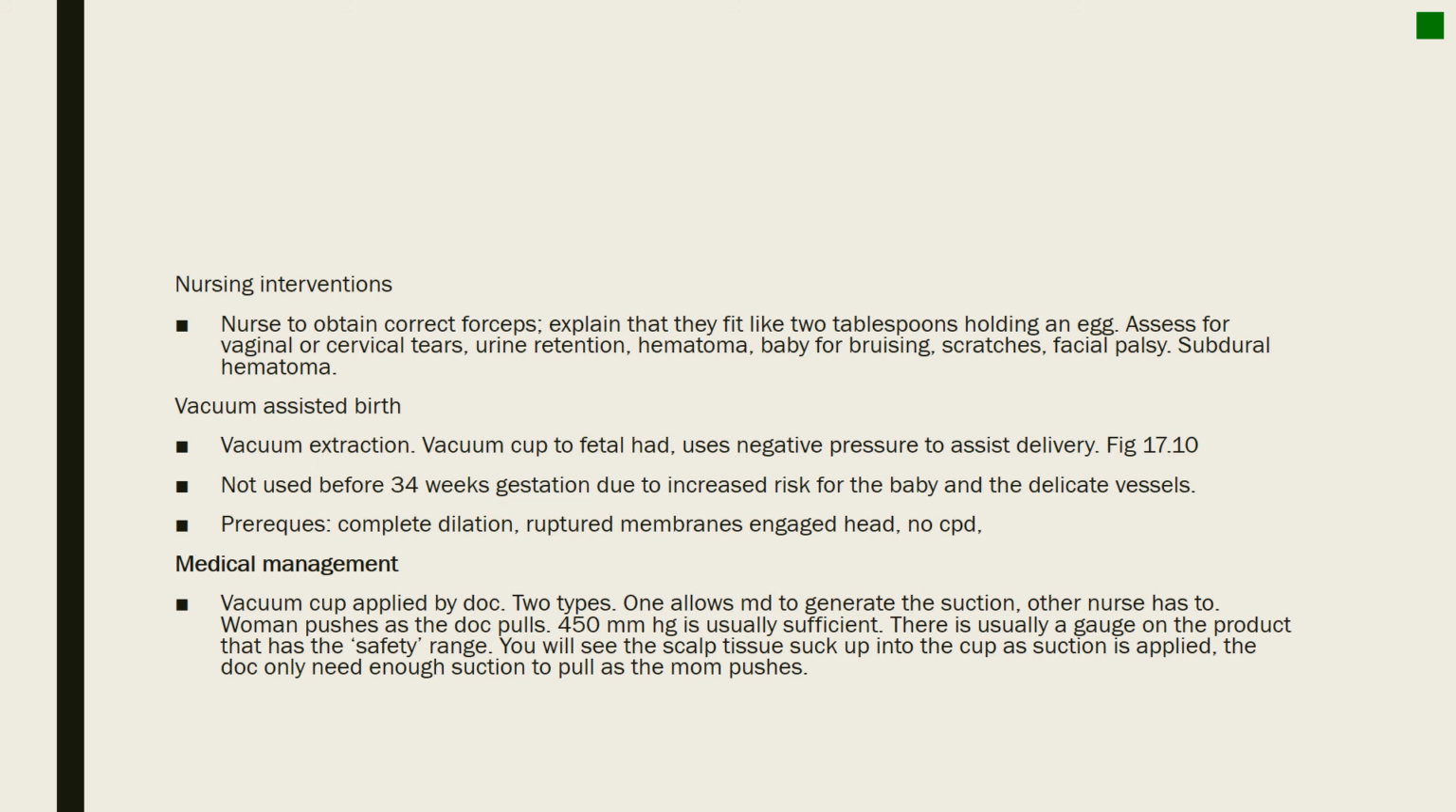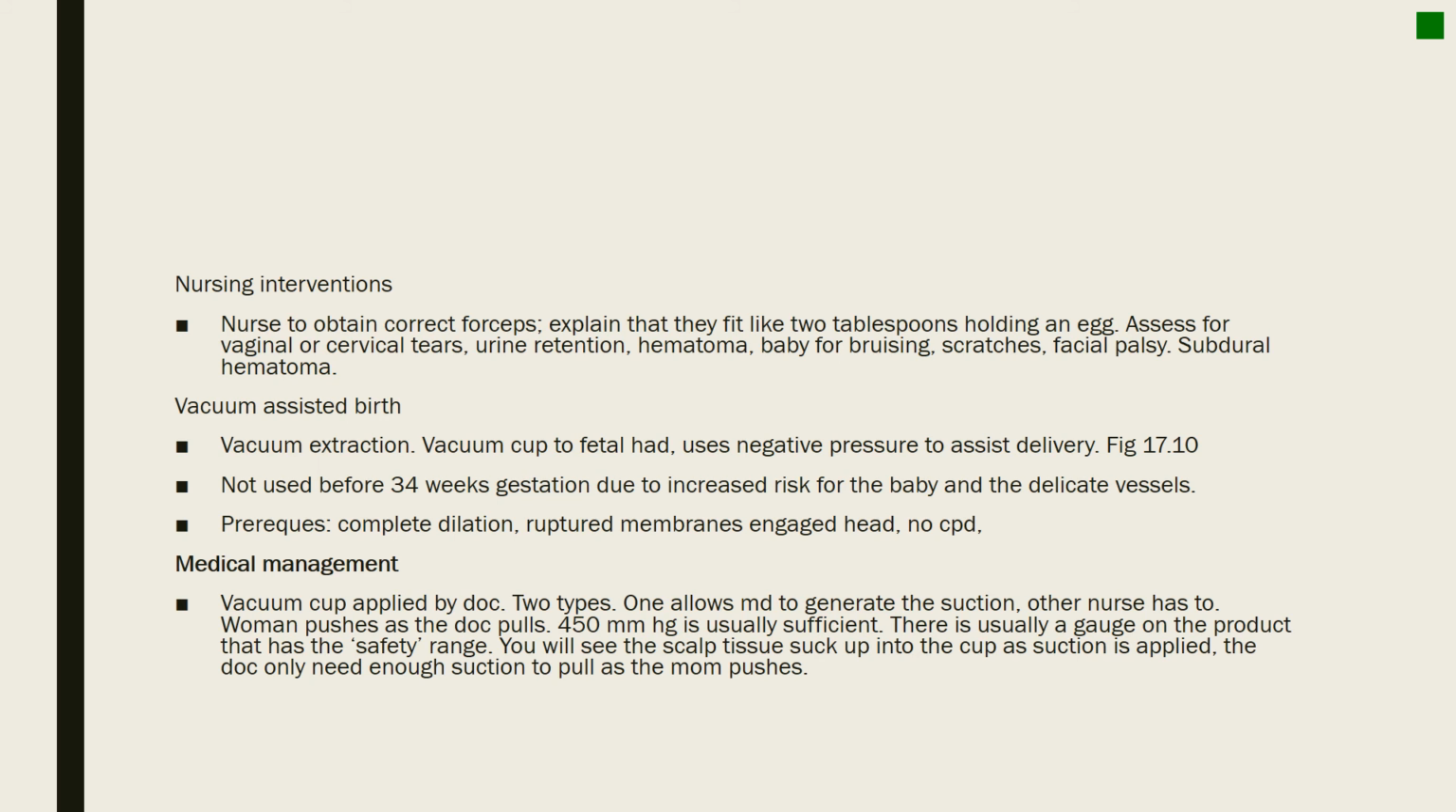The vacuum-assisted birth, called a vacuum extraction: we put this little plastic cup on the fetal head, and it uses negative pressure to assist in the delivery. It's not used before 34 weeks because this baby's vessels are too delicate. A prerequisite is complete dilation, ruptured membranes, and engaged head, no CPD. The vacuum cup will be applied by the doctor.